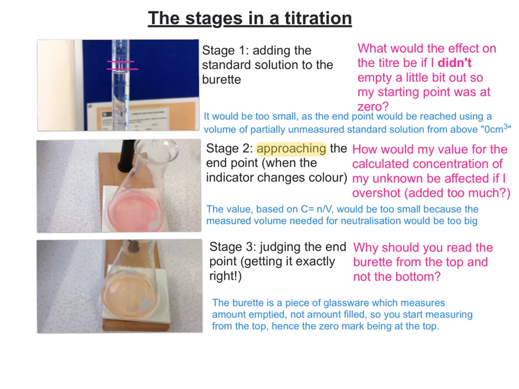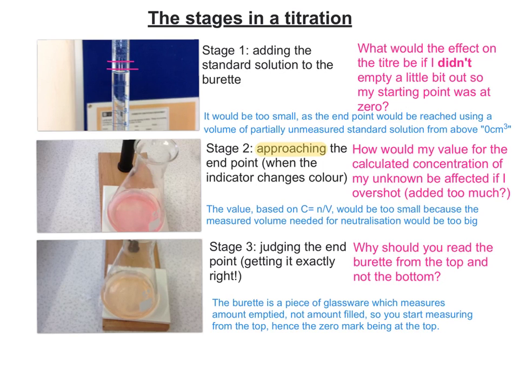In the second question, the measured volume is going to be V. So if you divide the number of moles by a bigger volume, let's say you add too much and you overshoot, the bigger number on the bottom of that expression is going to make the value for C smaller. So the value will be too small because the measured volume needed for neutralisation would have been too big.